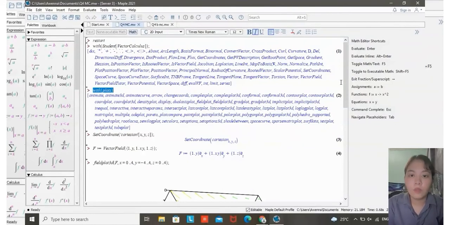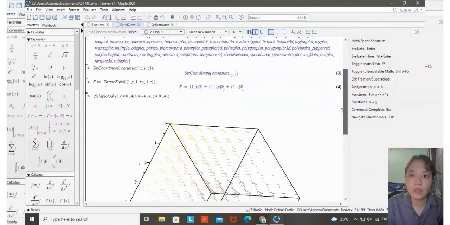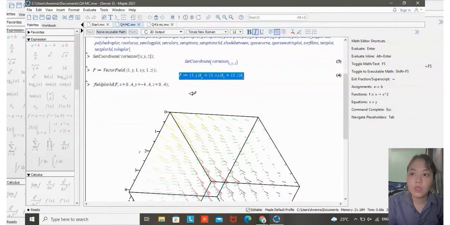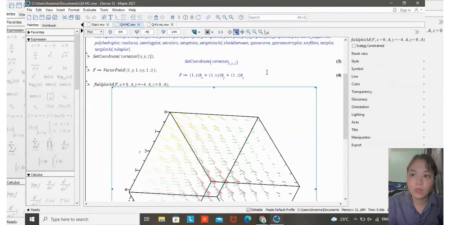So in the first step in solving the problem, after we have set the package and the restart command, we will then set the coordinate by converting the equation into a vector field, which is ijk. Based on the question that was given, it was 1y plus 1xy plus 1z. The dot between the 1 and y is basically multiplication. As you can see, the blue writing in our output is to ensure that the input that we have inserted is correct.